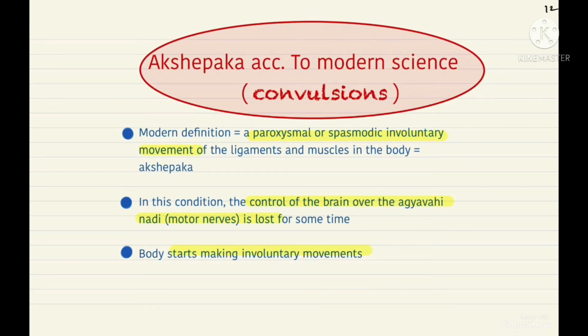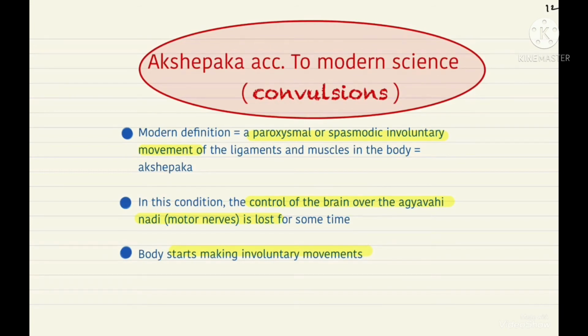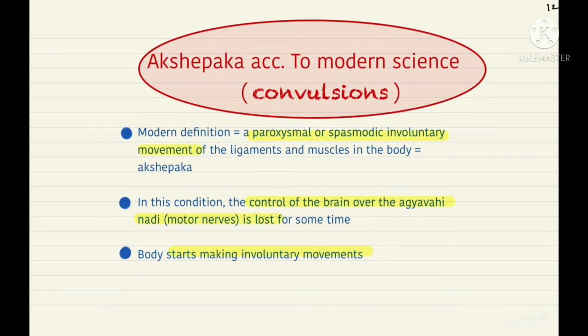In modern terminology, we call Akshepaka convulsions. The modern definition of Akshepaka is that it is a paroxysmal or spasmodic involuntary movement of the ligaments and muscles in the body. What happens in this condition is that the control of the brain over the Agyavahi Nadi, or the motor nerves, is lost for some time.